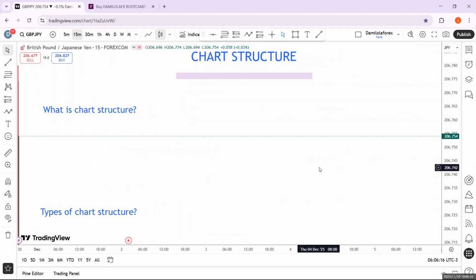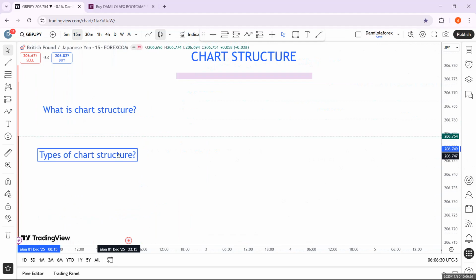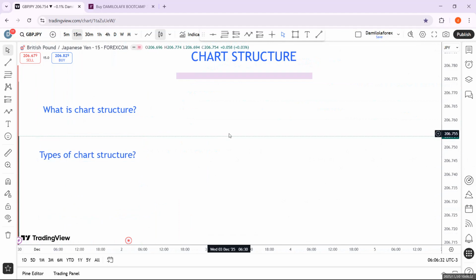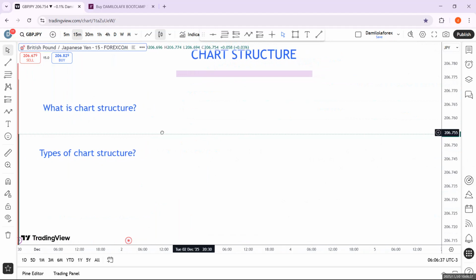So now that we have understood that, what is the next thing we are going to be talking about? We are going to be talking about the different types of chart structure. Like we said, these candlesticks have their movements, they make green candles, they make red candles. So one might ask, what is the essence of the green candles? What is the essence of the red candles? It's important to note that the green candles usually indicate a bullish movement, while the red candles usually indicate bearish movements.